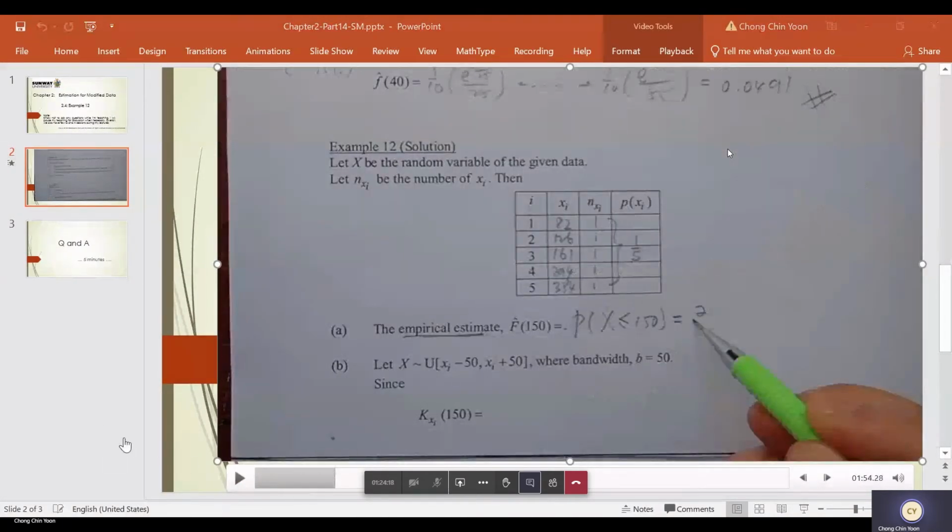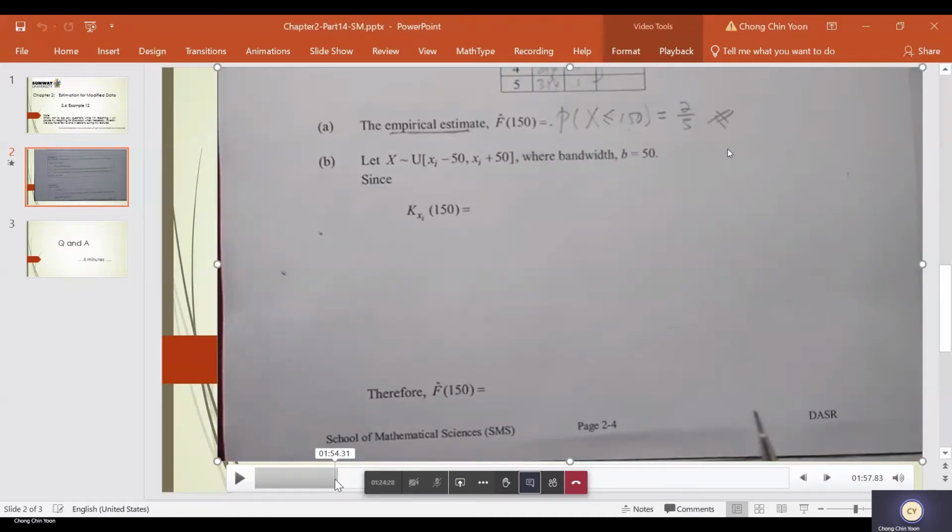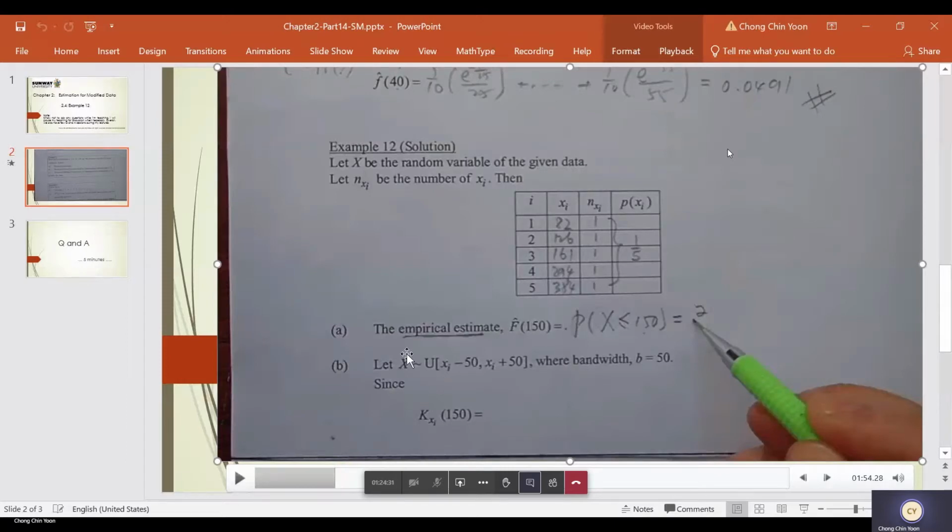Okay, class. For part A, I purposely put this question, and this one we actually have learned in chapter 1. There's a very simple calculation for this empirical estimate of the CDF at 150. So this one you have no need to use the kernel formula or whatever. Just simple. Just take the number of observations which are less than or equal to 150, divide by the total sample, and you will get the answer.